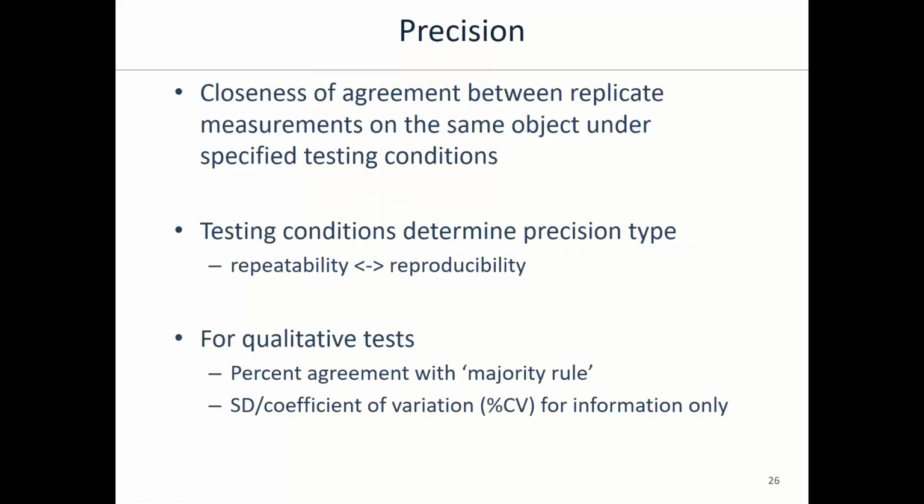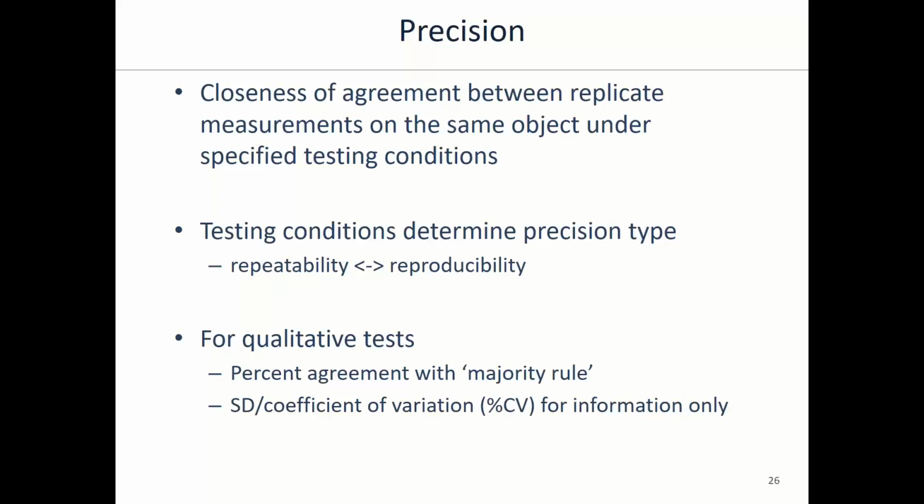So as said, precision is about the closeness of agreement between replicate measurements on the same object under specified testing conditions. It's really about testing the robustness of the assay. And the testing conditions will define the different types of precision. It goes from repeatability, in which you will keep the testing conditions as similar as possible, to reproducibility, in which you try to include as many sources of variation as possible. That will include, for instance, different labs, different instruments, different operators, and so forth.